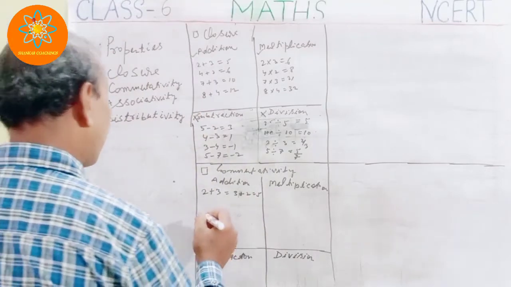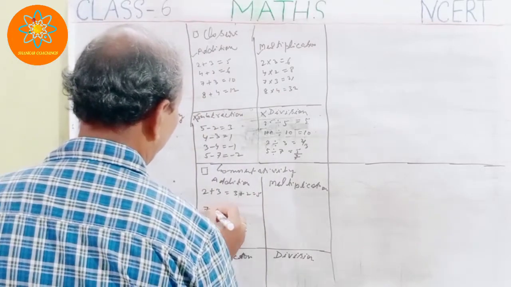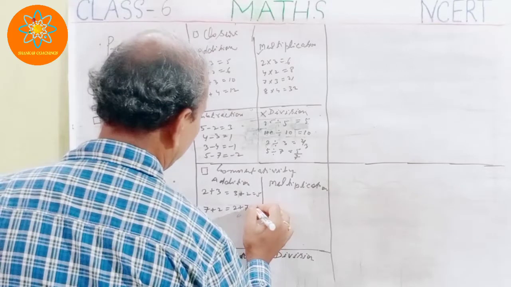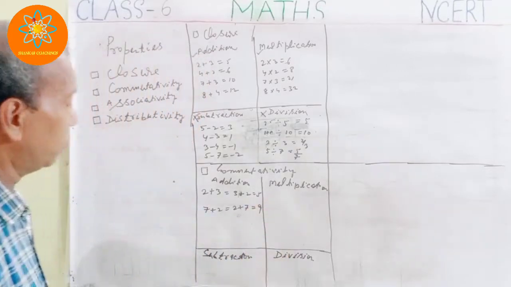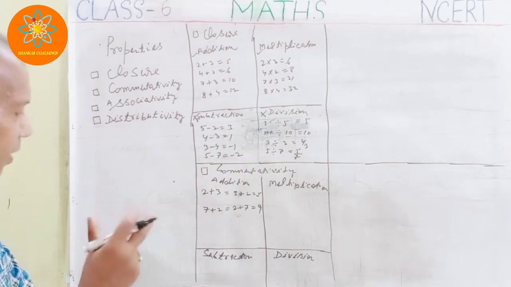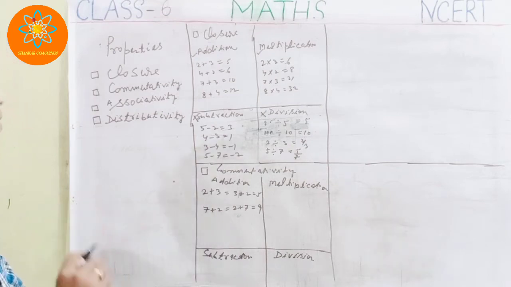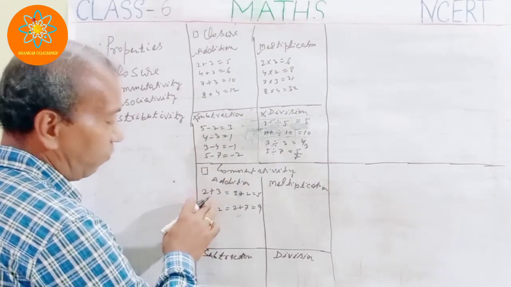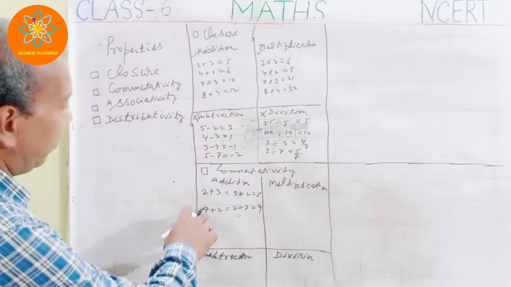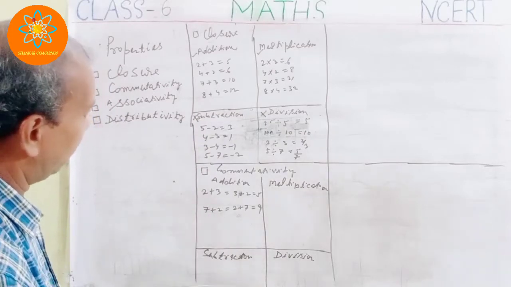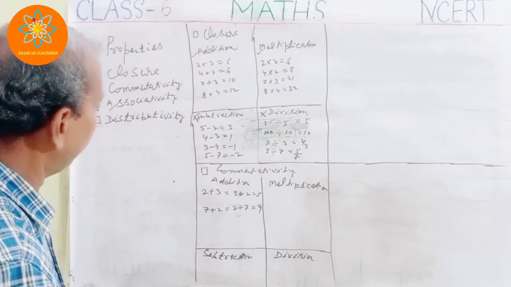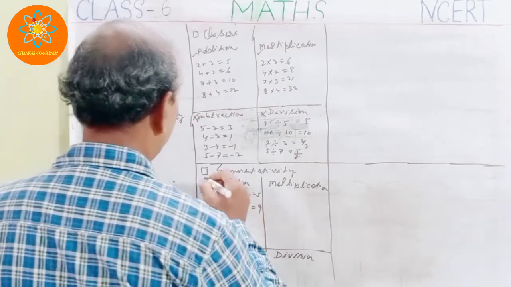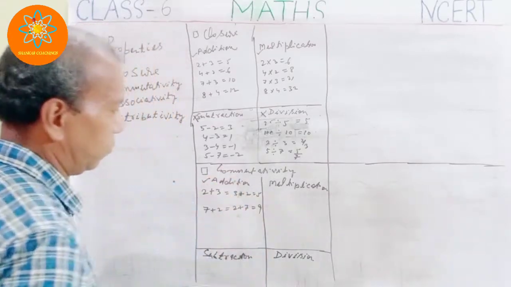Now let's suppose I am taking one more, 7 plus 2 plus 7, this is equal to how much? 9. So see, in the case of addition, if I reverse the digit, like 2 plus 3, 5, 3 plus 2 is also 5, 7 plus 2, 9, 2 plus 7 is also 9. So the commutative property is true for addition.